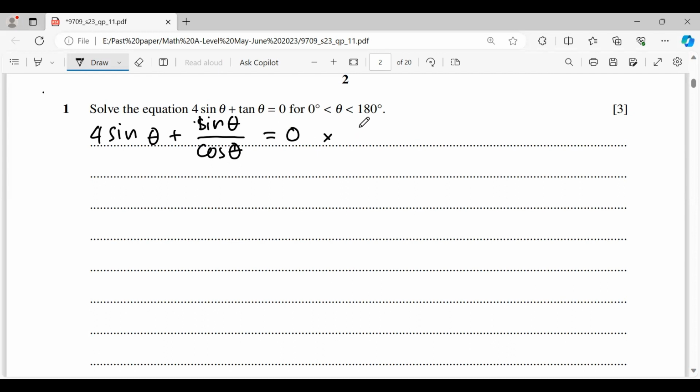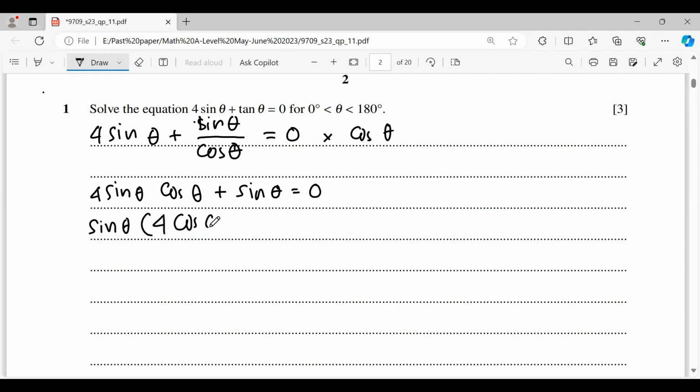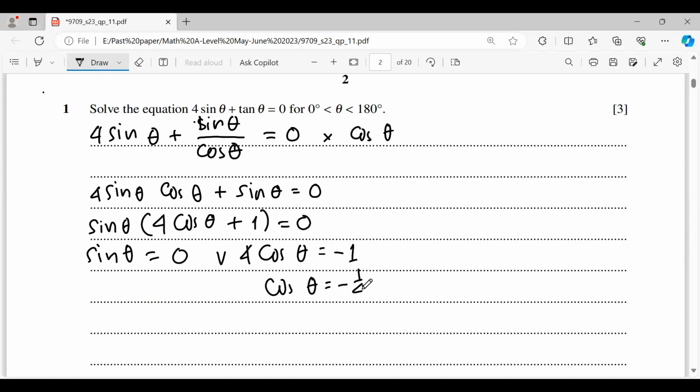If we multiply by cosine theta, this equation becomes 4 sine theta cosine theta plus sine theta equals 0. Then I will factorize sine theta, times 4 cosine theta plus 1 equals 0. The solution is sine theta equals 0 or 4 cosine theta equals negative 1. So cosine theta equals negative 1/4.